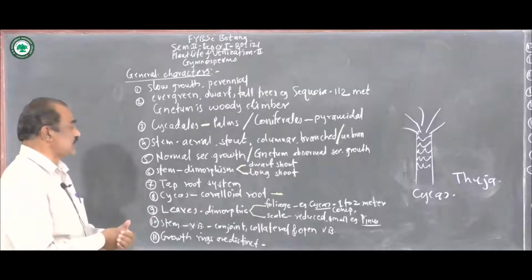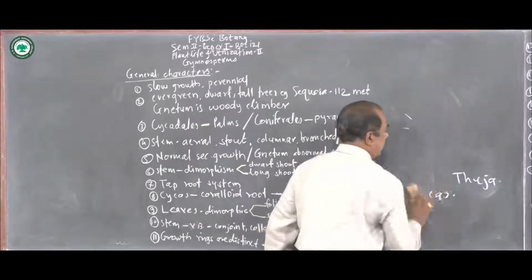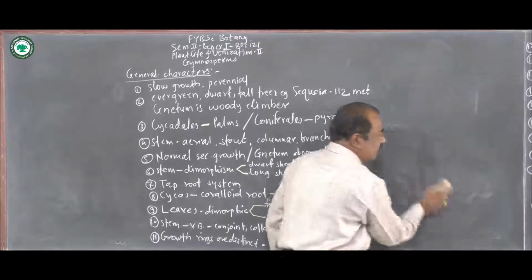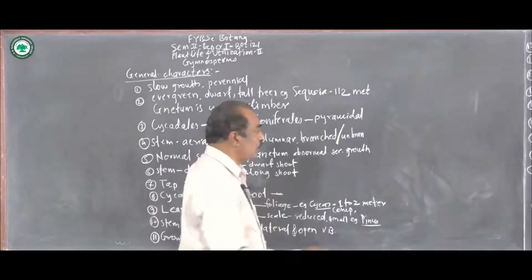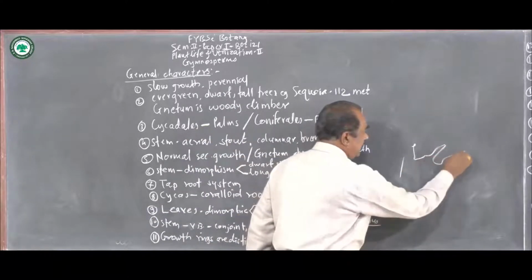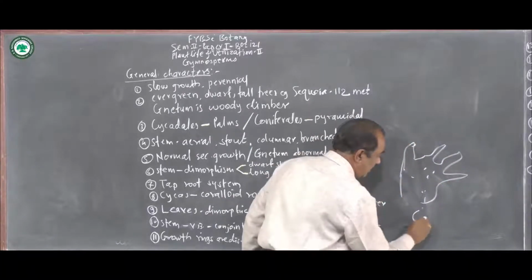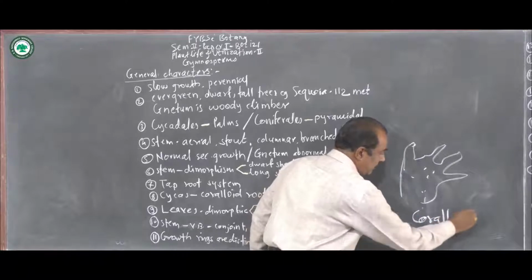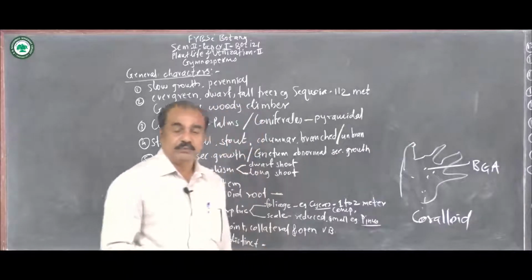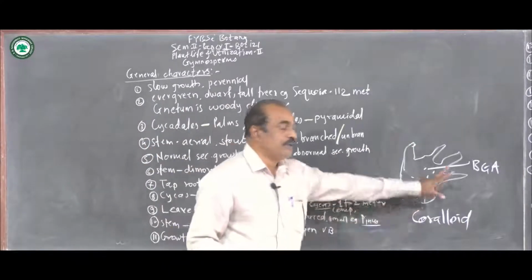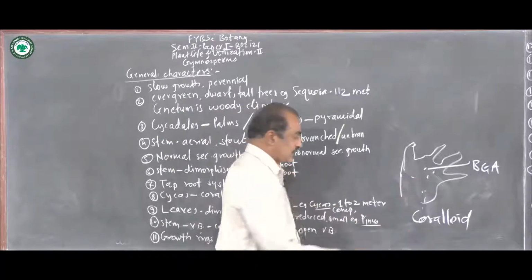Now next, that is the cycas. Cycas shows the coralloid root. In cycas there are two different types of roots. One, the normal tap root system, and another, the coralloid root. It is irregular in shape. This is the coralloid root, and in it blue-green algae, BGA, are developed, and they are important for nitrogen fixation from the atmosphere. So it is found in the cycas.